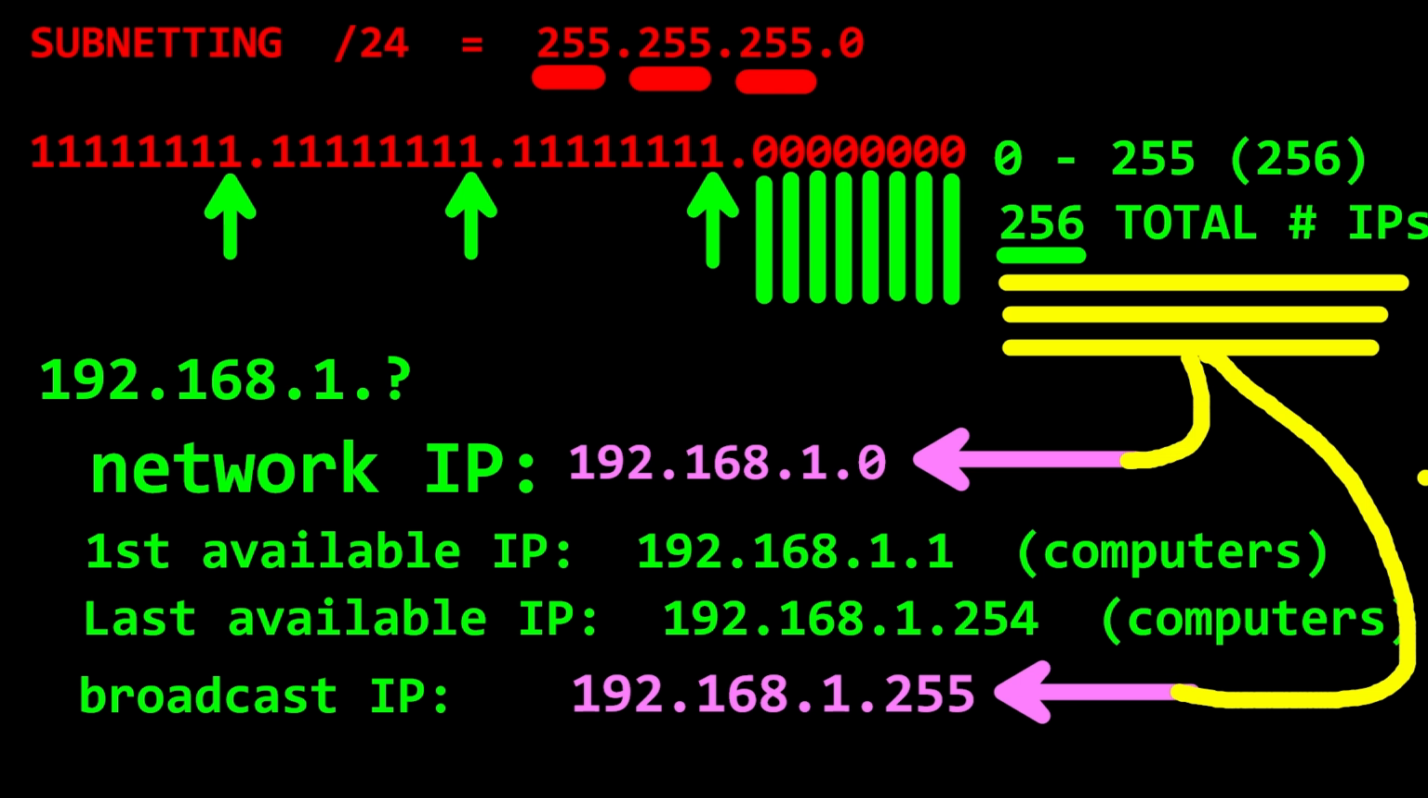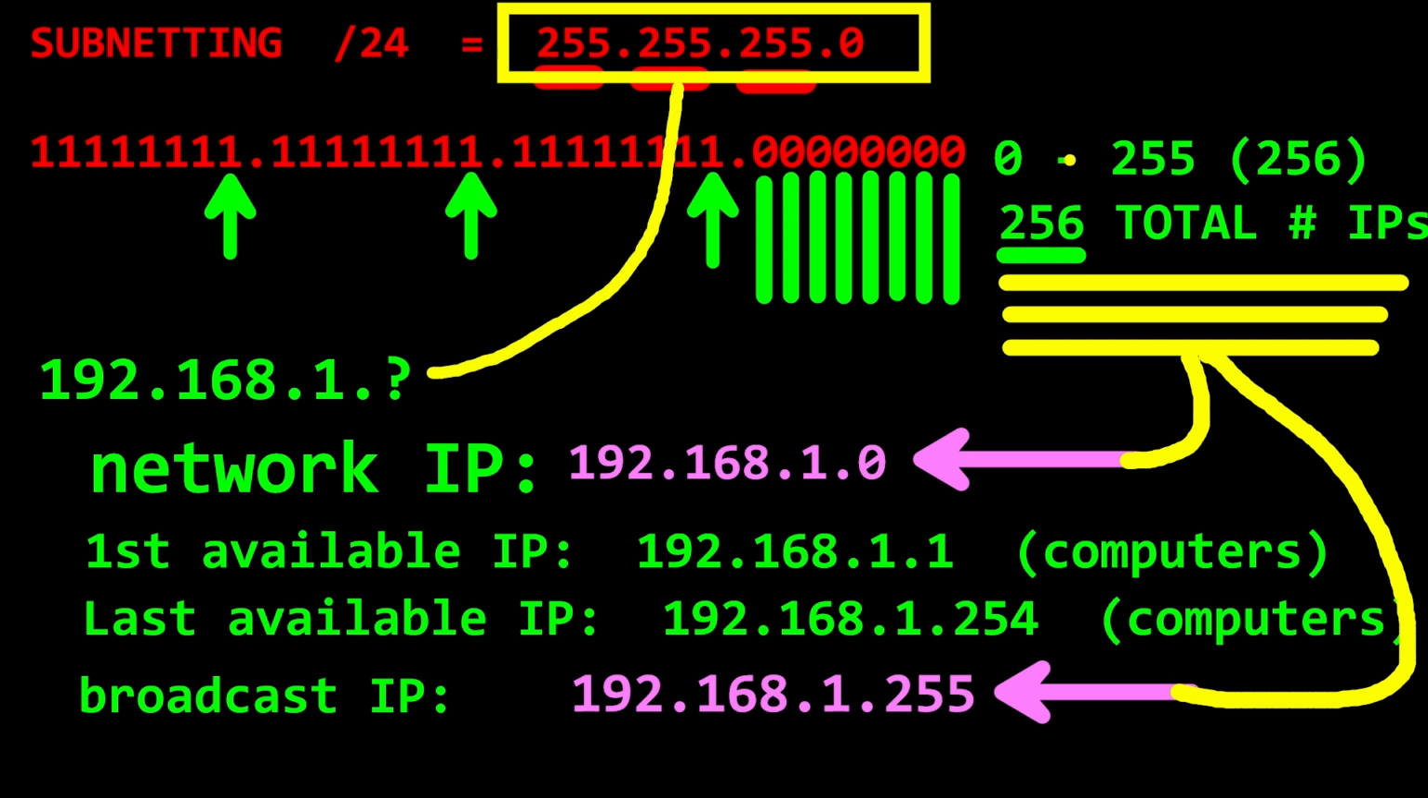I hope this helps. If this is confusing, watch it again and see if you can figure out the /24 subnet mask, which is 255.255.255.0 combined with the IP address that you choose. And almost any IP address is okay to choose here.